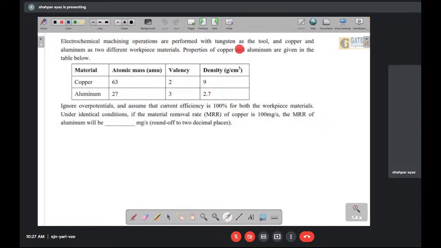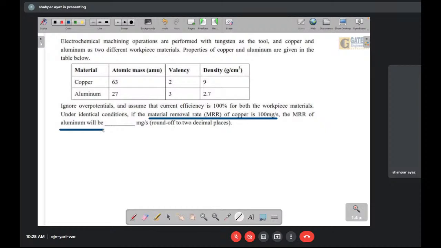electrochemical machining operations are performed with tungsten as a tool. Generally we use tungsten as a tool in GTAW, gas tungsten arc welding, TIG, and copper and aluminium as two different workpiece materials. Properties of copper and aluminium are given. Ignore the overpotential, assume current efficiency 100% for both workpiece materials under identical conditions. If the MRR of copper is given as 100 milligram per second, the MRR of aluminium will be? So you have to find out the MRR of aluminium, guys.